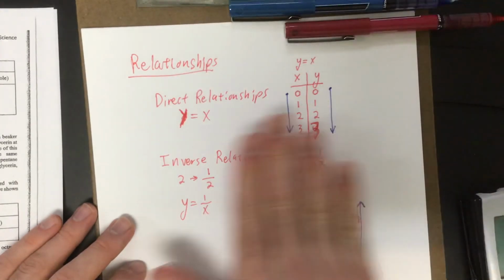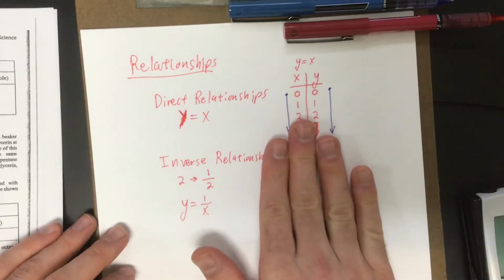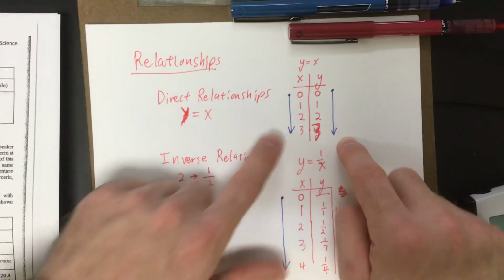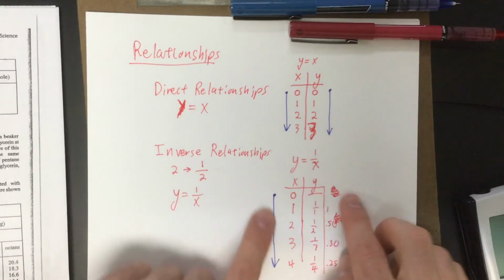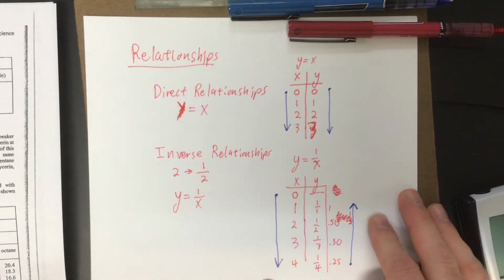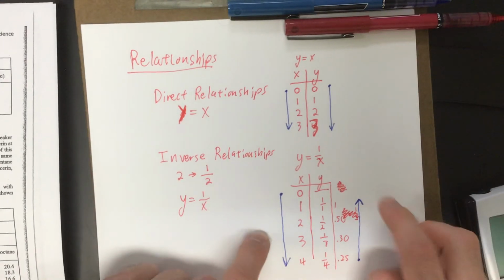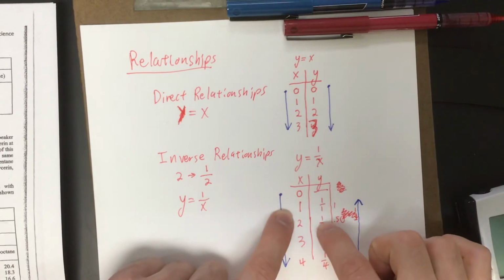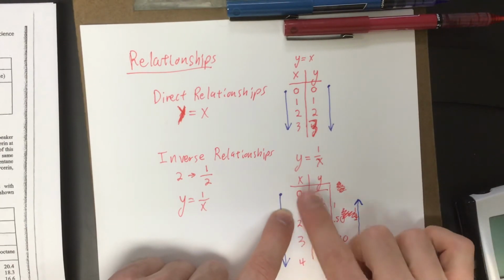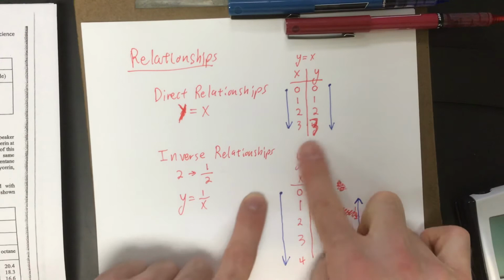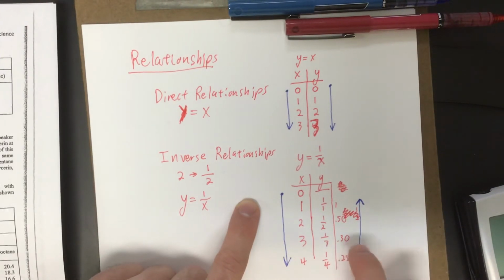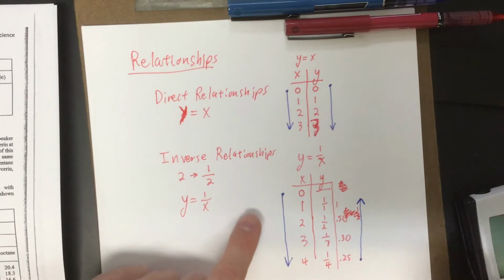So now when we think about directly related, they're directly related, okay? If we think about inversely related, this one is inversely related, okay? Because as we plug in a number, x, into our formula, we get a number for y that's smaller, okay?